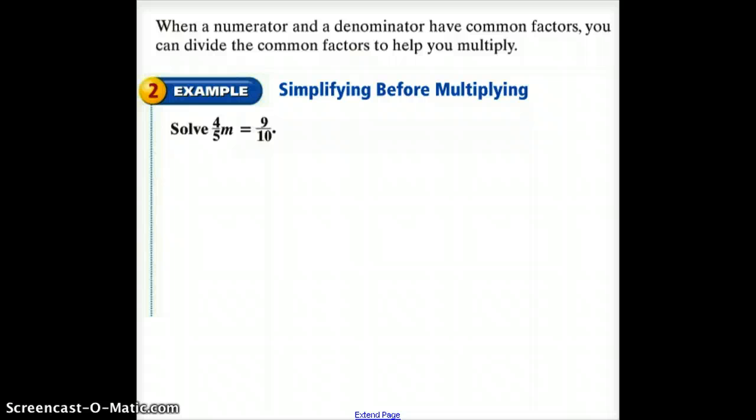All right, example 2, simplifying before we multiply. Remember, we can look for common factors in cross products before we carry out the multiplication. Let's look at this one. I'm going to write it again. I like to see it bigger. 4/5 times m equals 9/10.